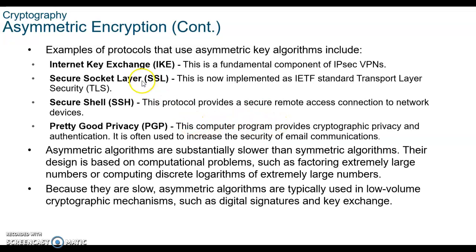I'm not really great with all of this security stuff, but one of the ways I remember Pretty Good Privacy, PGP, is I think of POP, P-O-P, like POP mail. Asymmetric algorithms are slower. We've already talked about that because they're really resource intensive. However, they're much more secure.